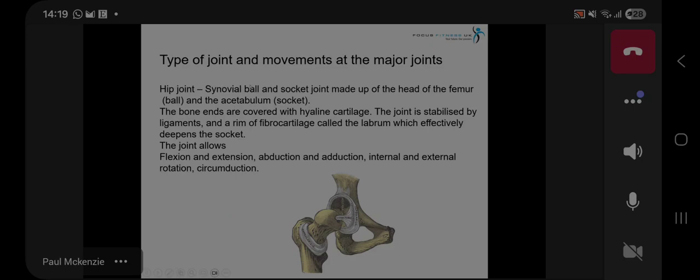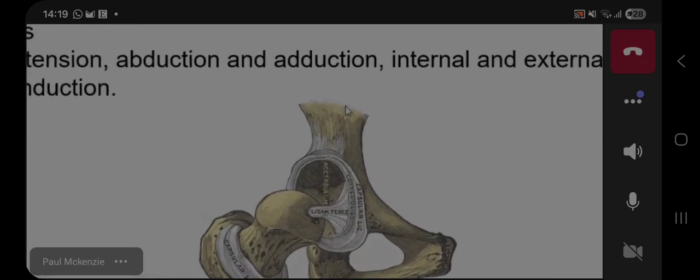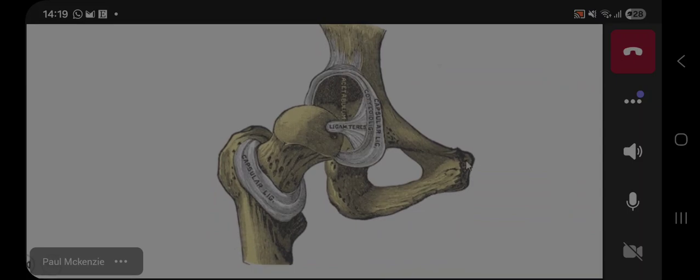Hip joints. So it's a synovial ball and socket joint. So this picture here shows you the femur, which is the thigh bone here, and the head of the femur forms the ball. And then the socket here, called the acetabulum, is created by the ilium, the ischium, and the pubis. So they come together to form the socket.